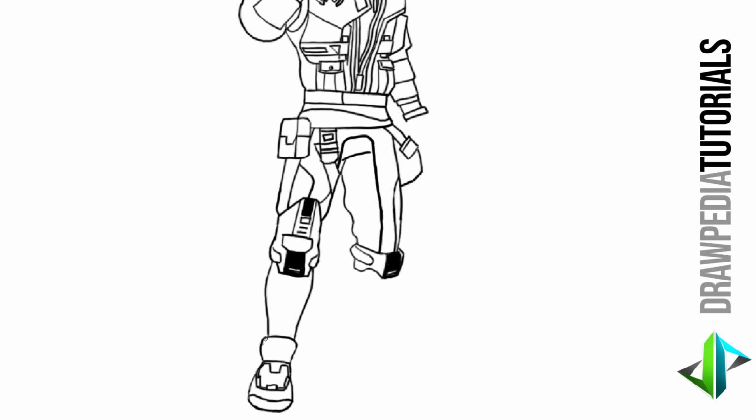Trace the same curved line across at this upper point right here, and below that a rectangular shape and another one inside of that. For the patterns of the pants, I'm gonna draw a diagonal line at the sides below the knee pad right there.